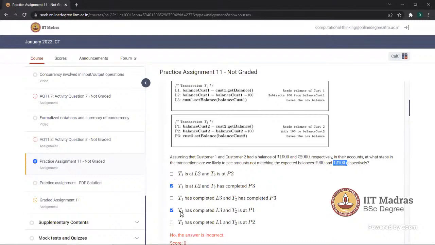Same thing happens with the second option. T1 has completed L3 and T2 is at P1. Now what happens? You have 900 on one side and on the other side you have 2000. So now 100 rupees got lost somewhere in between.